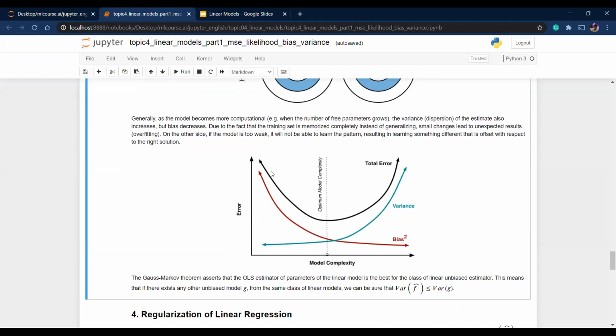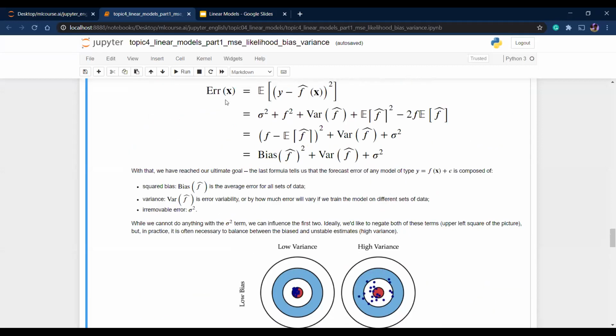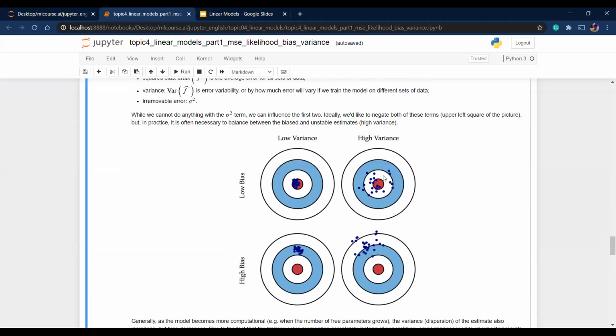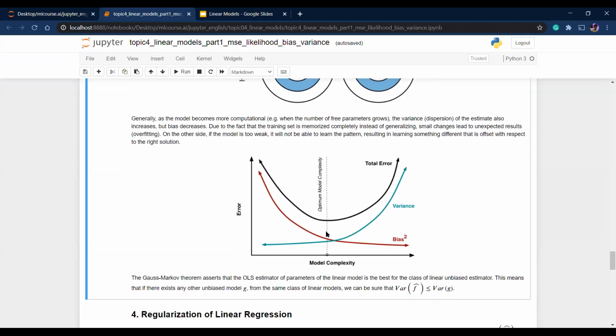So if you go down this graph, this is the total error, which is the summation of bias, variance, and sigma squared. Obviously, there will be some error. This is the irreducible error, and we want to minimize this.